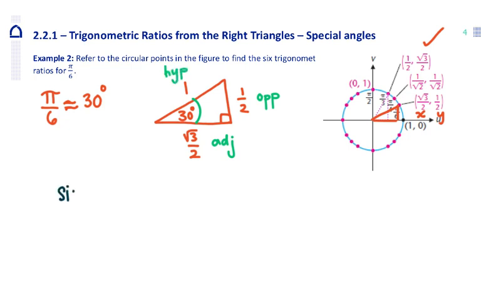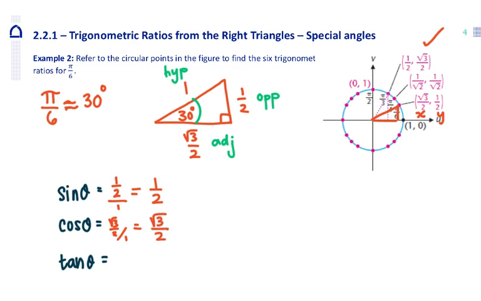So if we wanted to find sine theta, cosine theta, and tan theta, we can look at those values and we can see sine theta is opposite over hypotenuse, so it is 1/2 over 1, which is just 1/2. Cosine theta is the adjacent over hypotenuse, square root of 3 over 2 over 1, which is just the square root of 3 over 2. Tan theta is just the opposite over the adjacent, so it's 1/2 divided by square root of 3 over 2. If you put that in your calculator, it simplifies to be the square root of 3 over 3.